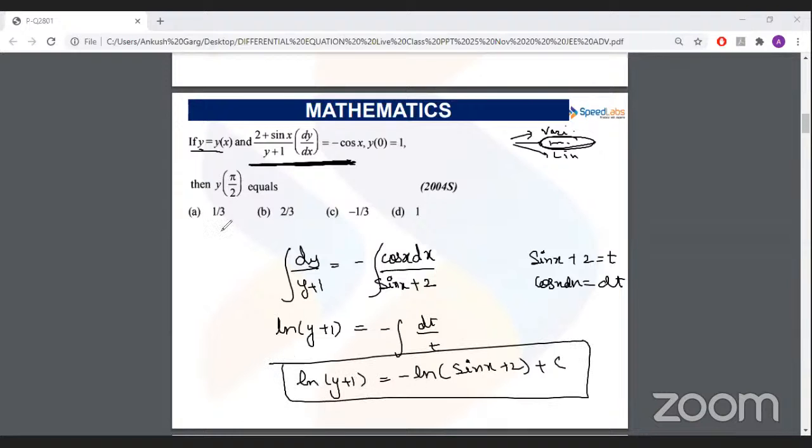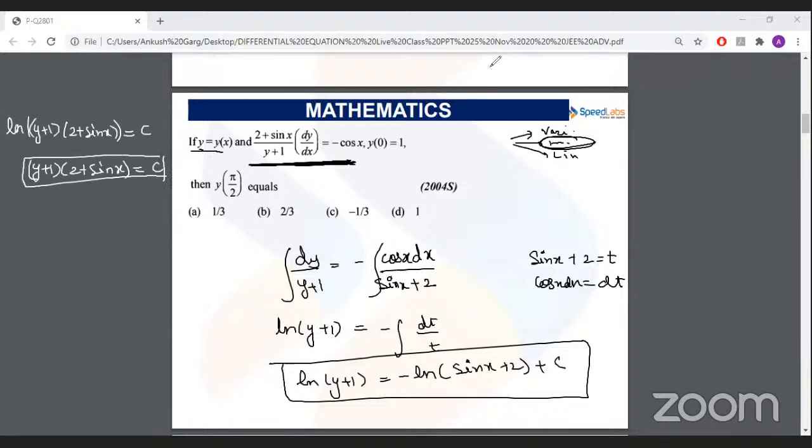Now if you want, you can simplify it. Taking minus ln on the right hand side, it will become ln a plus ln b. So finally it will become ln of (y plus 1) into (2 plus sin x) equals c. Taking e to the power on both the sides, this will become (y plus 1) into (2 plus sin x) as e to the power c, which is again a constant, so you can simply write it as c. This is the solution which we are getting.